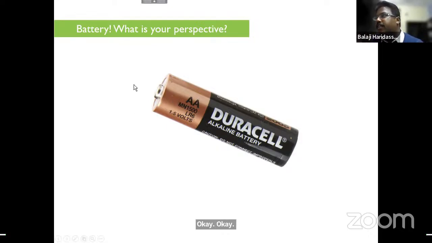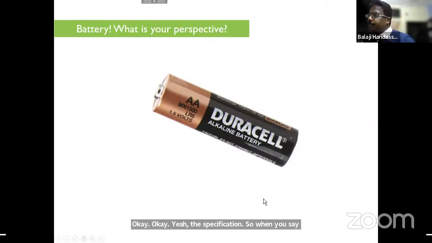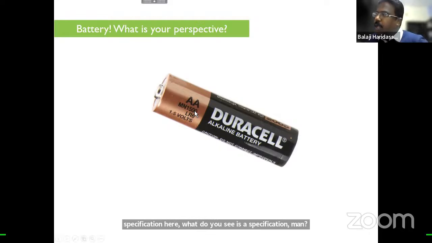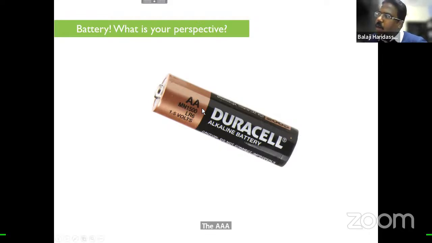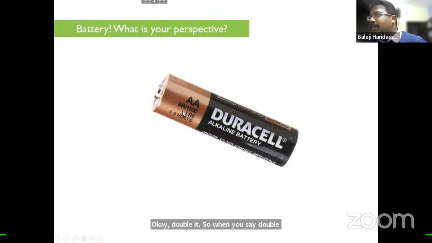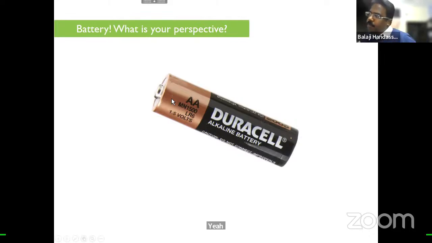Specification. So when you say specification, what do you see as a specification, ma'am? The AA ratings. So when you say AA, what does AA define? What are the main specifications it defines? Of course, the voltage, but apart from that, what are the physical specifications it defines? Not much idea, sir. There is positive, negative we can see. Can we say the power, the size?